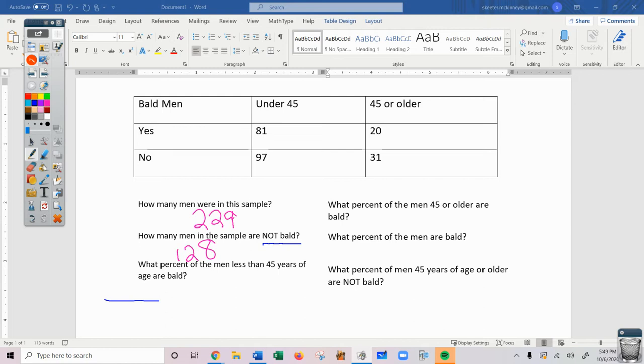Okay, then I always find it easiest when we read the sentence to see what is happening after the word "of." So, what percent of the men less than 45 years of age? Whatever is coming after the word "of" is going to be what goes on the bottom of our fraction.